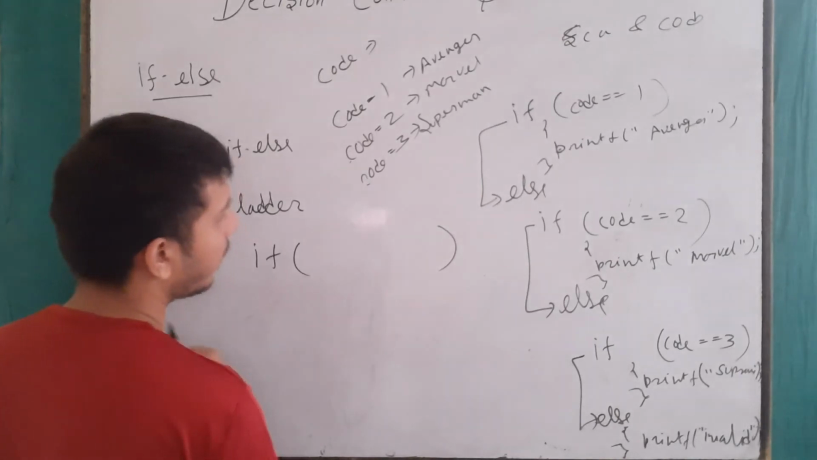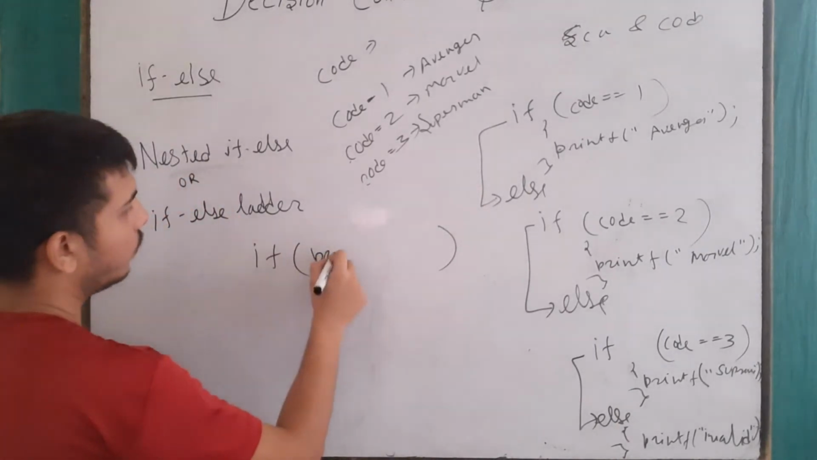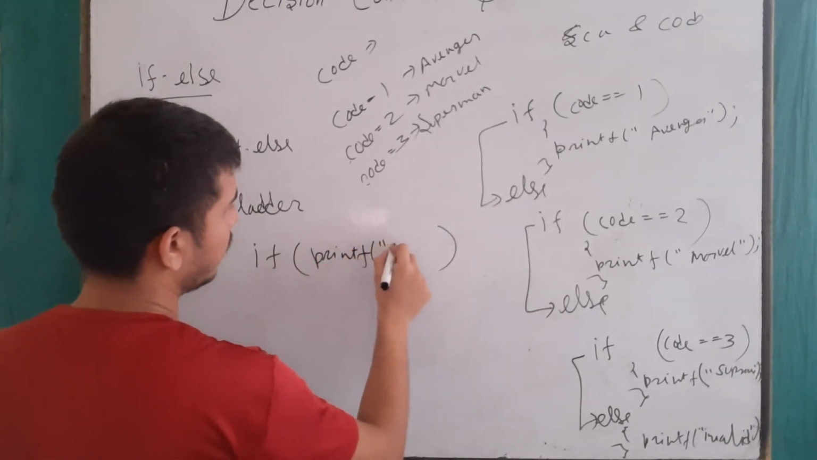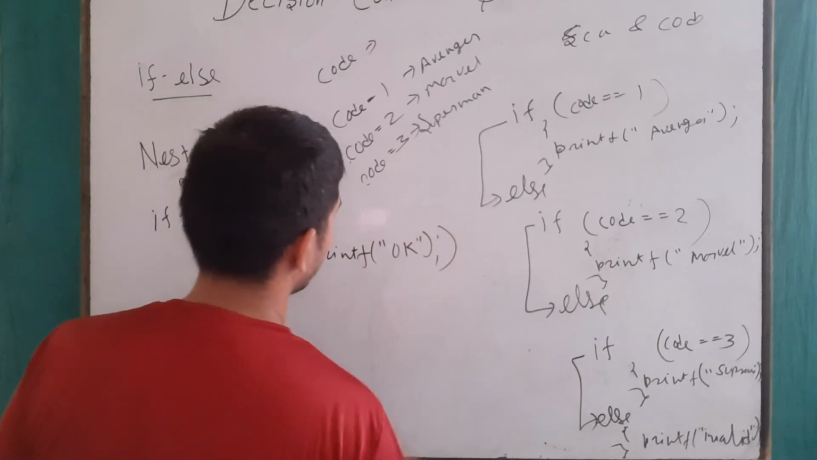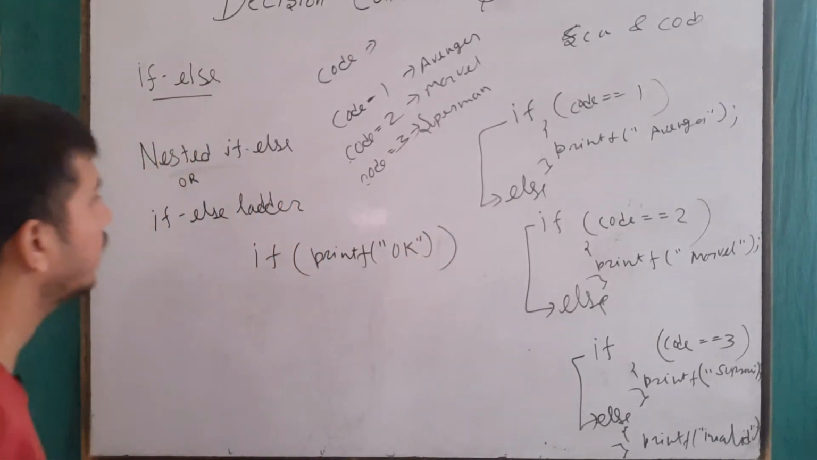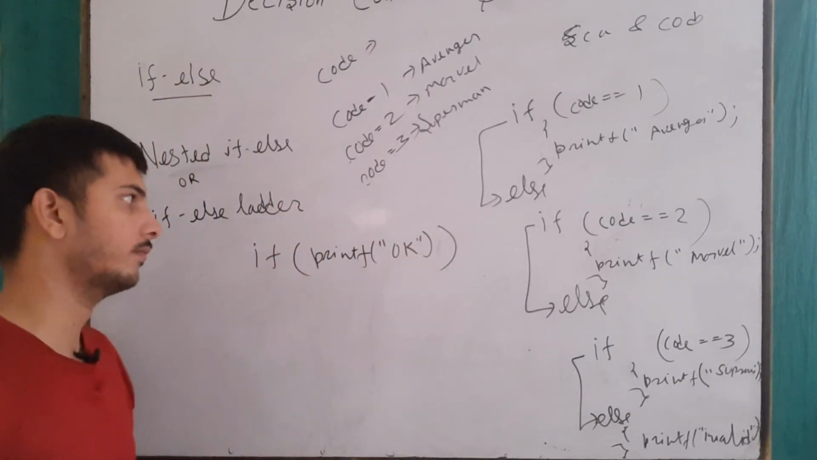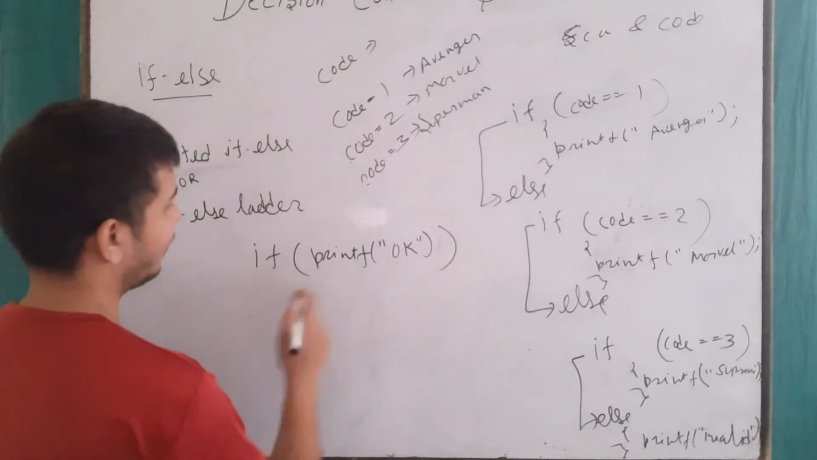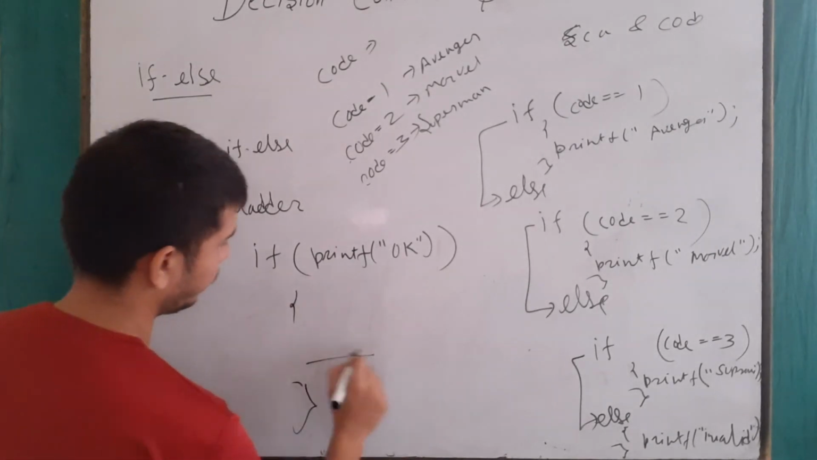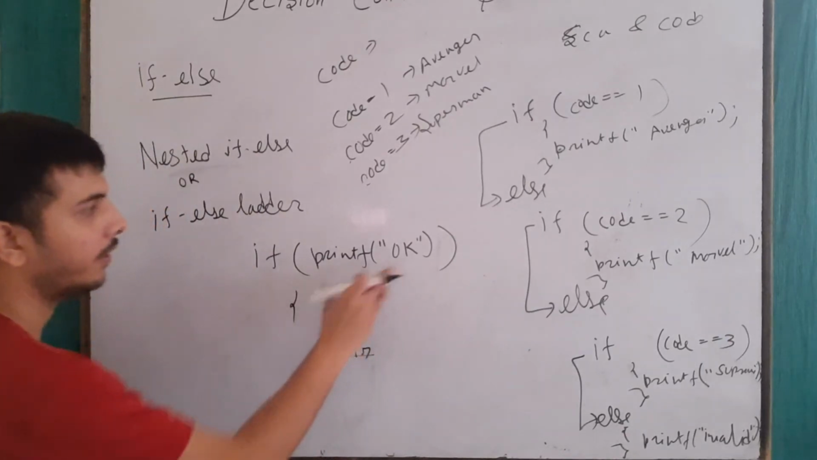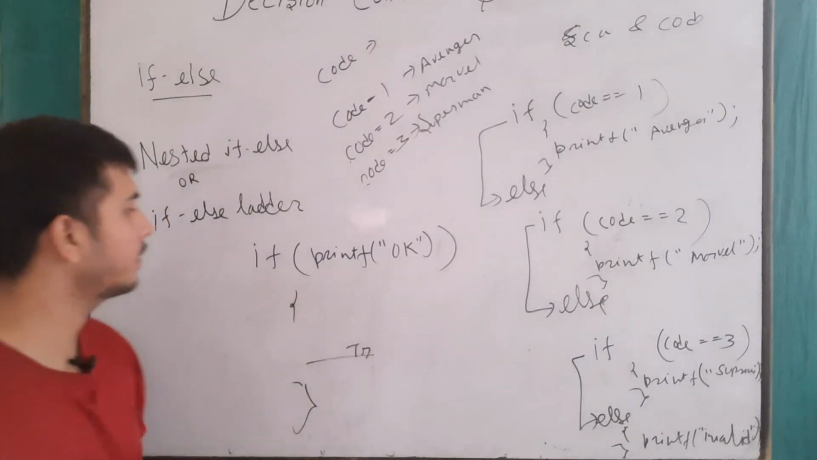Remember that. So I can also write this here. What will be the output? Actually, this will be evaluated to true. Why it is evaluating to true, we will talk about in another video.